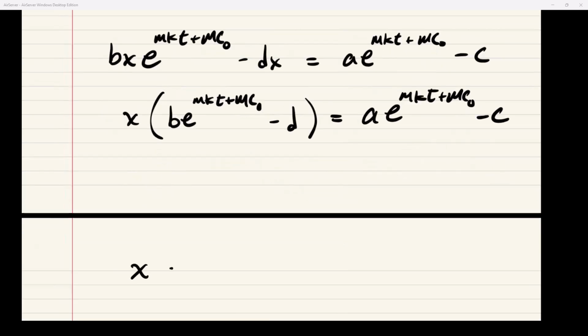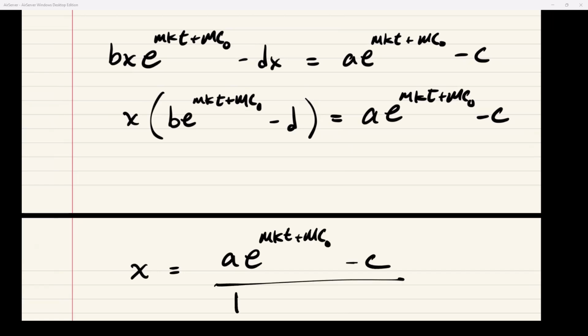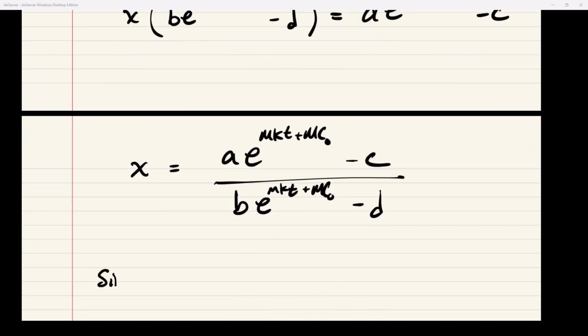So x would be a e^(mkt) plus mc naught minus c over b e^(mkt) plus mc naught minus d. Now I think what I could do is say, let's simplify this e to the mkt plus mc naught.